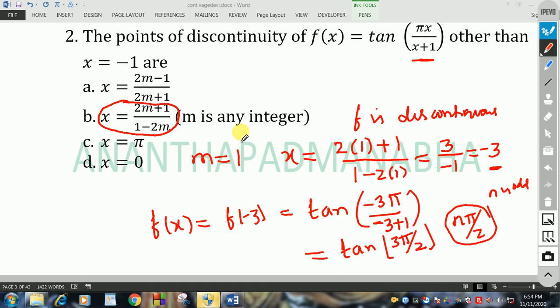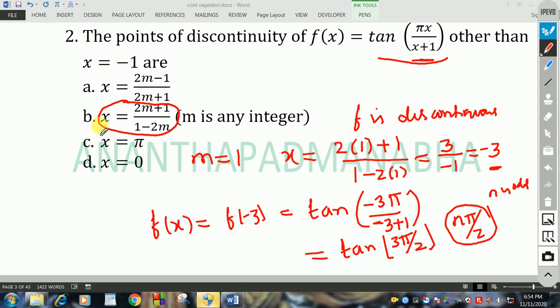So I have taken m equal to 1 in option B. You can check with option A, option C and option D also; there it is clearly defined. See, for x equal to 0, it becomes tan 0, which is defined. And in option A, if you put m equal to 1, you will get 1 by 3, so x is equal to 1 by 3. For x equal to 1 by 3, this is defined.